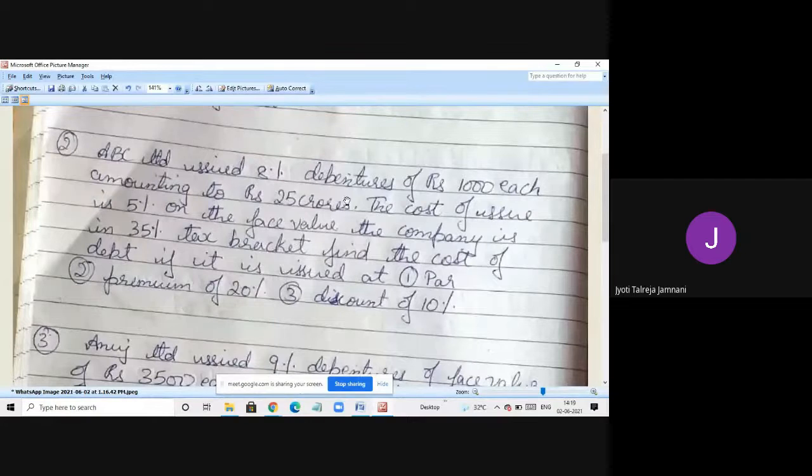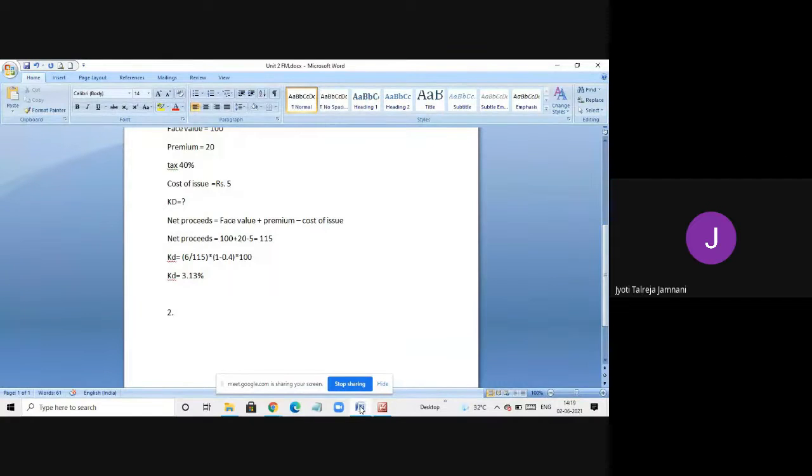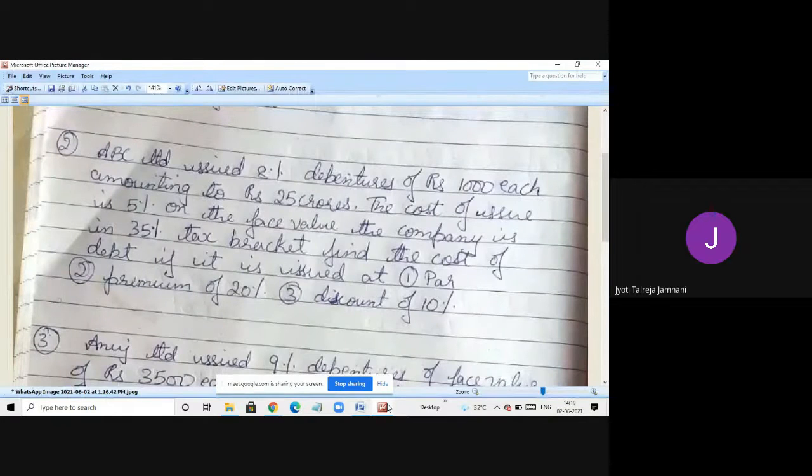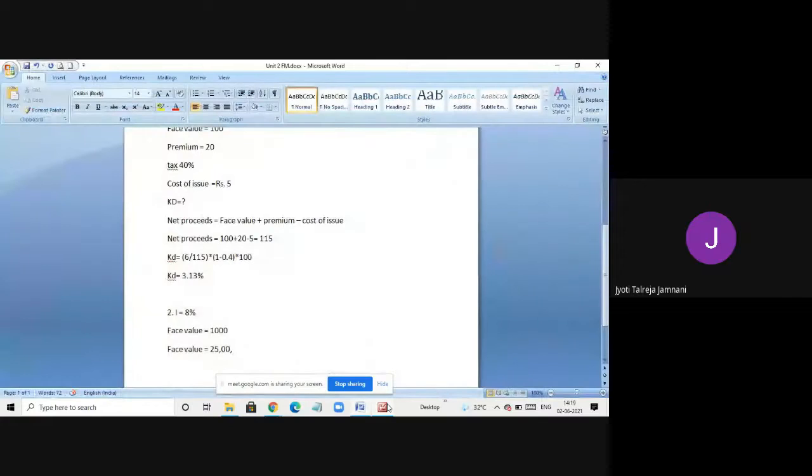ABC Limited issued 8% debentures of rupees 1000 each. So here interest is 8%. Its value is equal to 1000. And here I am again writing its value is equal to 25 crores. Sorry, 1 second. Let me check. Yeah, amounting to rupees 25 crores.